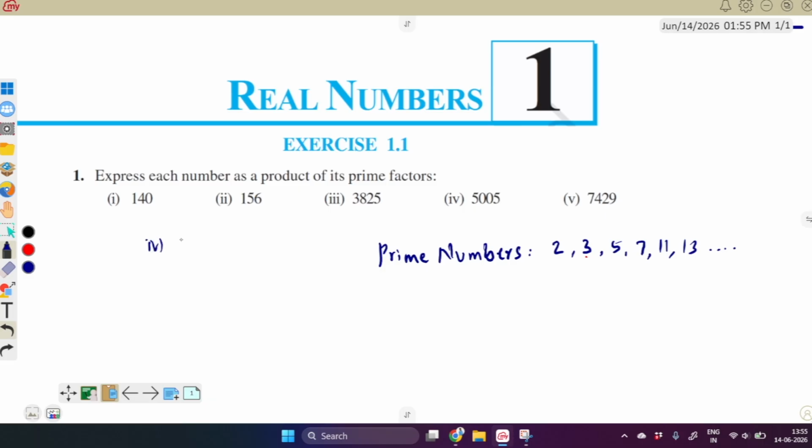Let's do number 4 this time. It's 5005. So 5005 again ending with 5. So obviously it is divisible by 5.